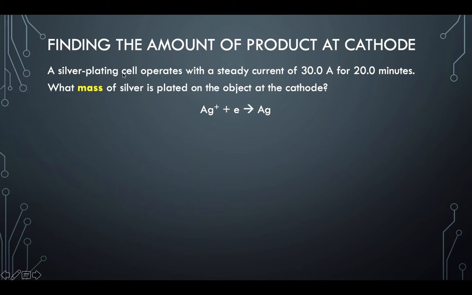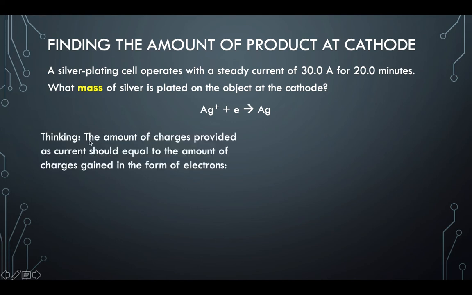This is a silver plating cell, which means they are electroplating whatever is connected at the cathode with silver metal. So they'll probably need a silver solution, and then the silver cation can gain electrons at the cathode to become silver metal and be deposited at the cathode. They're operating it with a current of 30 A for 20 minutes. What is the mass of silver plated on the cathode? You should be able to predict it.